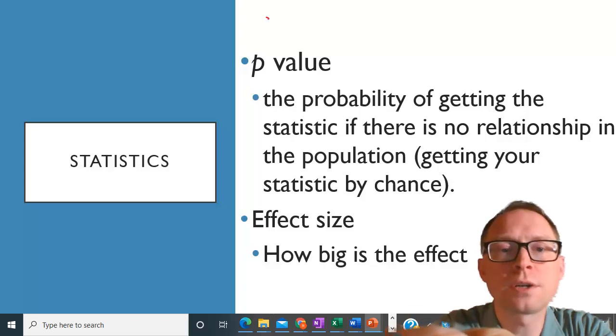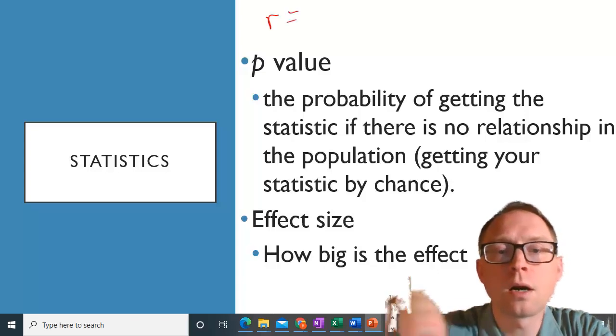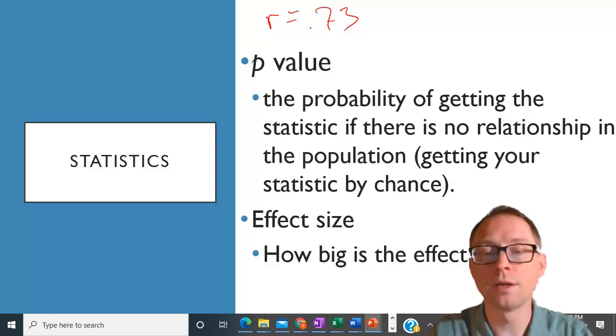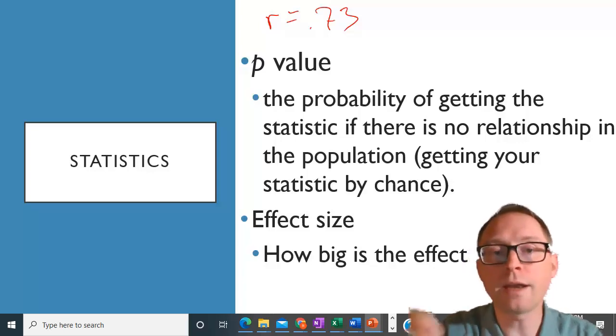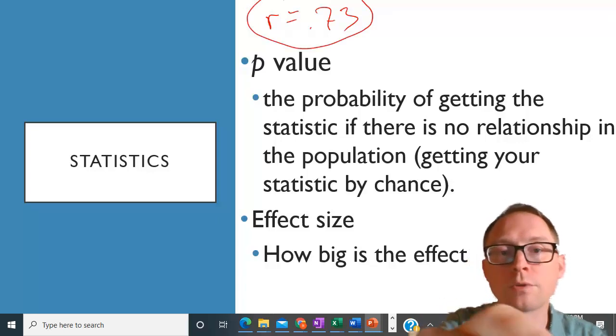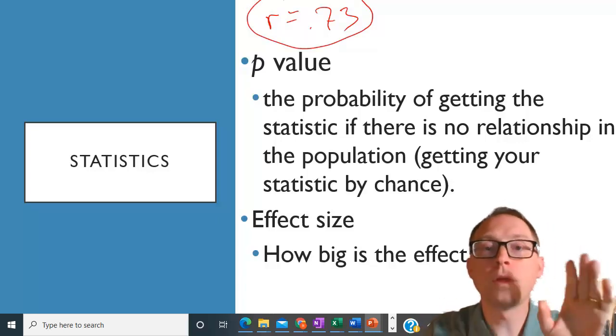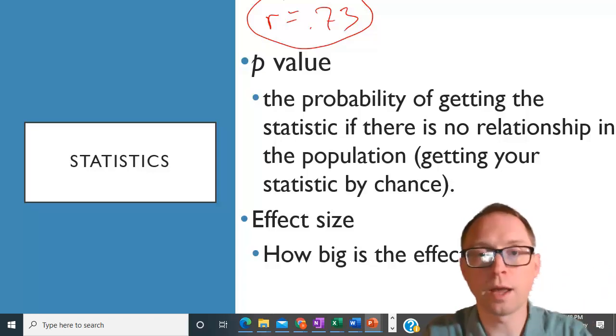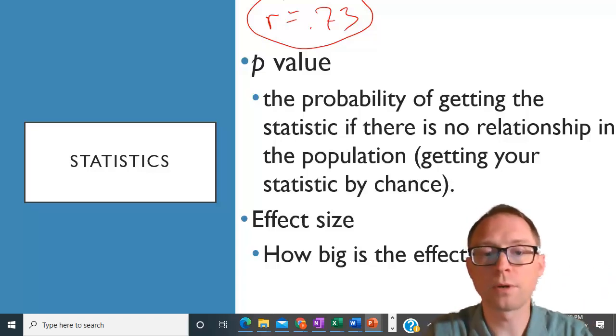R is the statistic. Remember Pearson's R. R equals 0.73. That is the statistic. It is not the probability of getting a 0.73 when there's no relationship between the two variables. A p-value is the probability of getting that number, R equals 0.73, when there is no relationship between studying and your GPA. That's what a p-value is for.